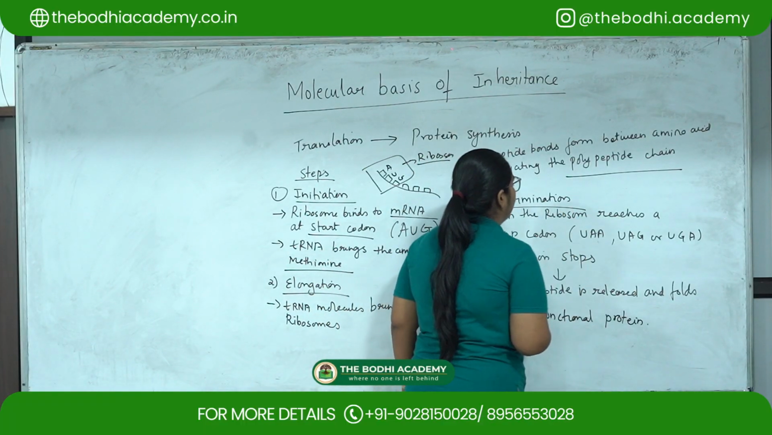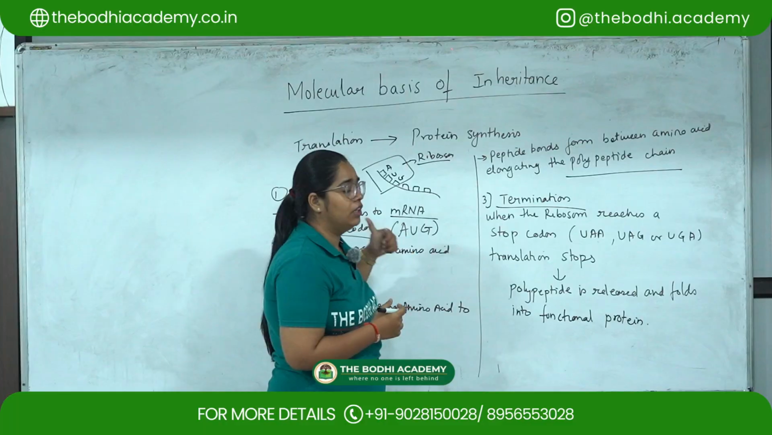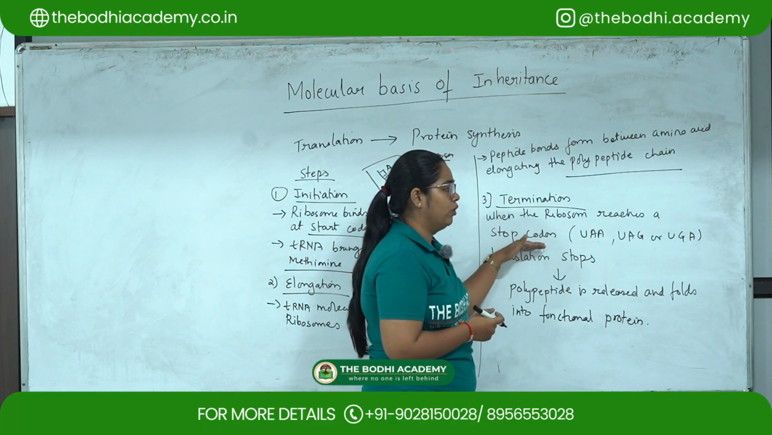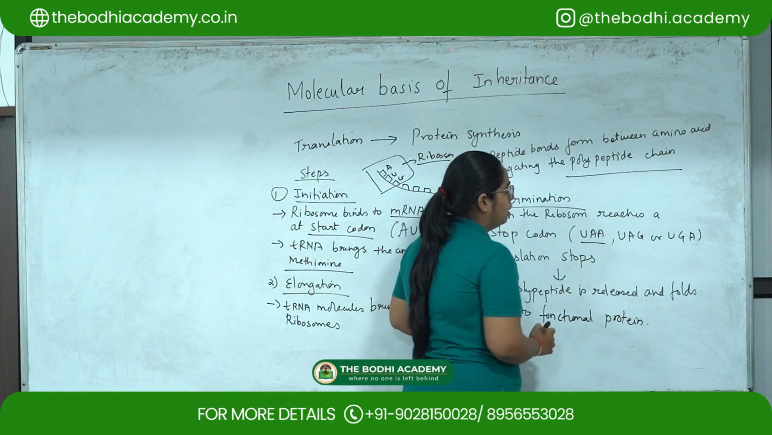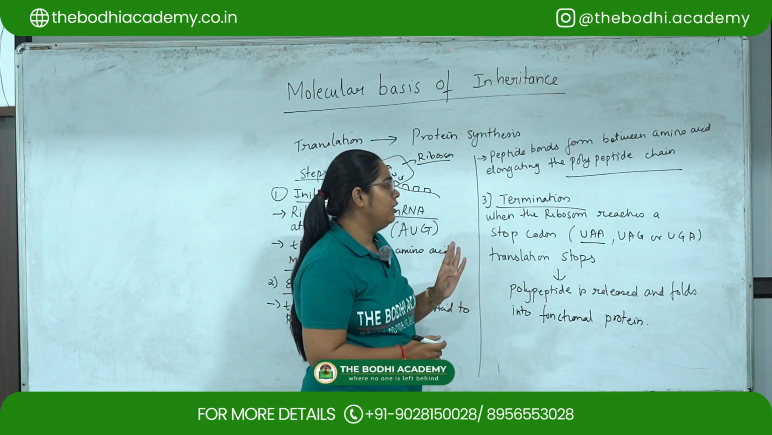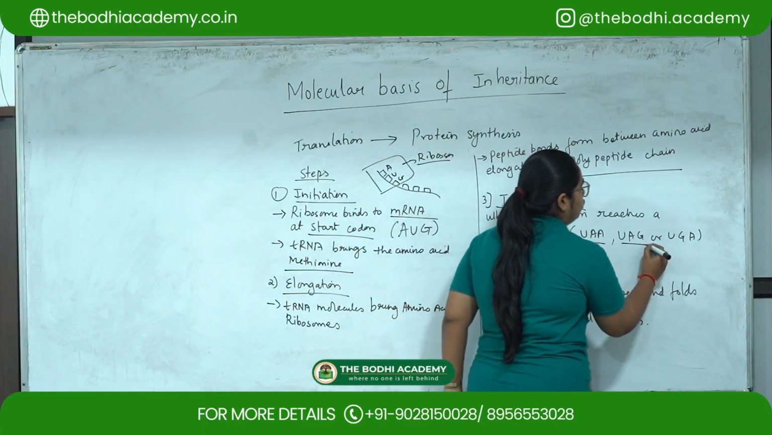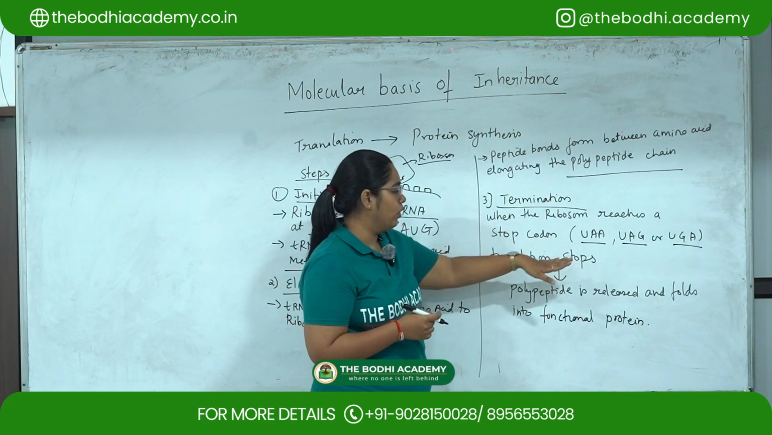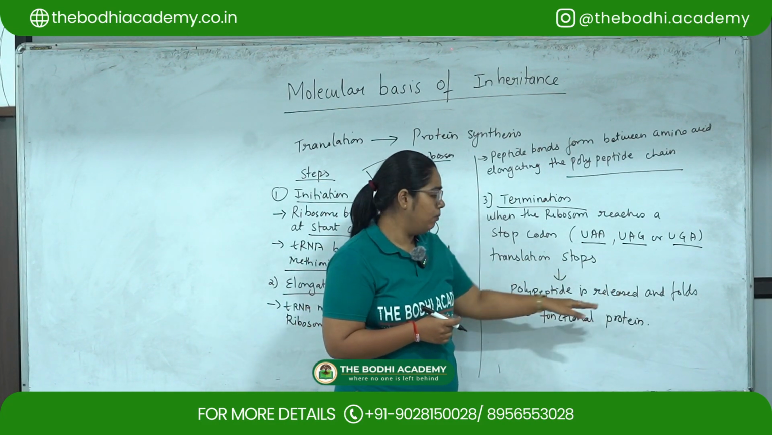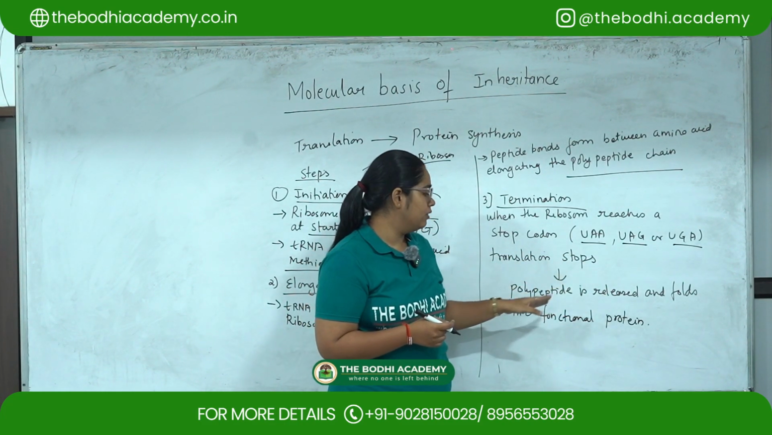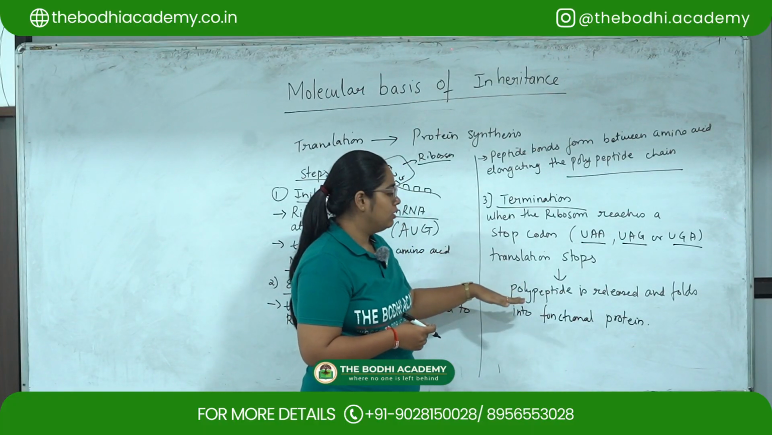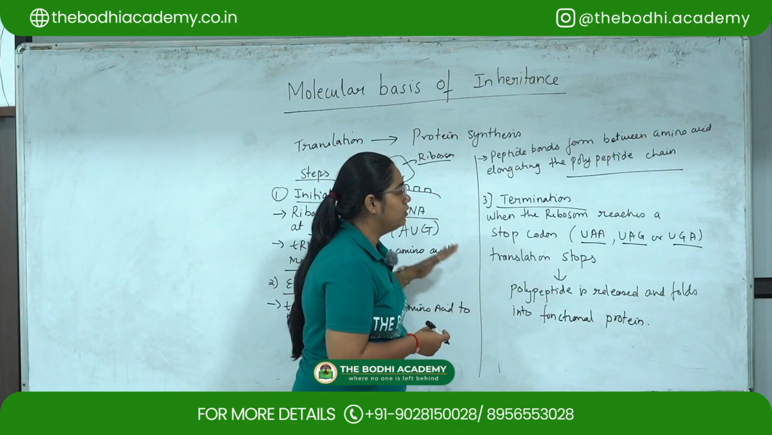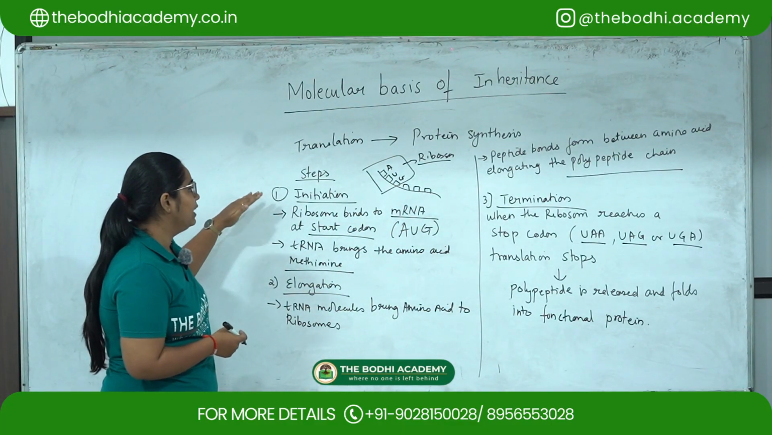Then comes termination, the last step in the process of translation, when the ribosome reaches a stop codon. The stop codons are UAA, UAG and UGA. When the ribosome reaches these stop codons, the translation process will stop, and the polypeptide will be released and folded into a functional protein. So this is how the process of translation occurs in 3 steps.